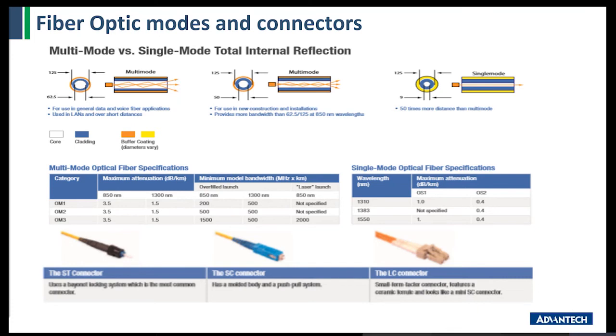Fiber optic wavelengths typically range between 850 to 1550 nanometers. Multi-mode fiber is designed to operate at 850 nanometers and 1300 nanometers, while single-mode fiber is optimized for 1310 nanometers and 1550 nanometers. There are three types of fiber cable connectors. They are ST, SC, and LC connectors, as we mentioned before.